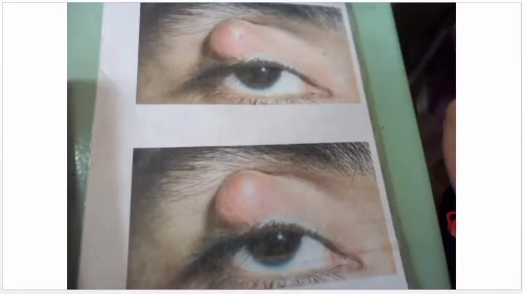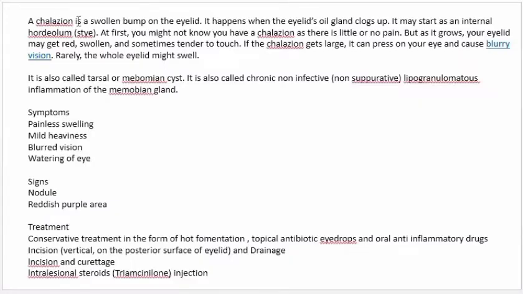So now the next thing is this. Can you see what it is? Please try to interpret it yourself. You can see this round, big nodule-like thing, like a mass in the upper lid. So maybe some of you have already got the answer. Now let's go to the answer. The answer is chalazion.